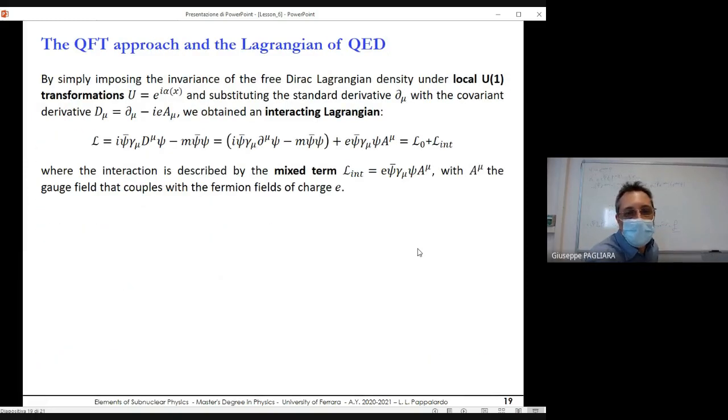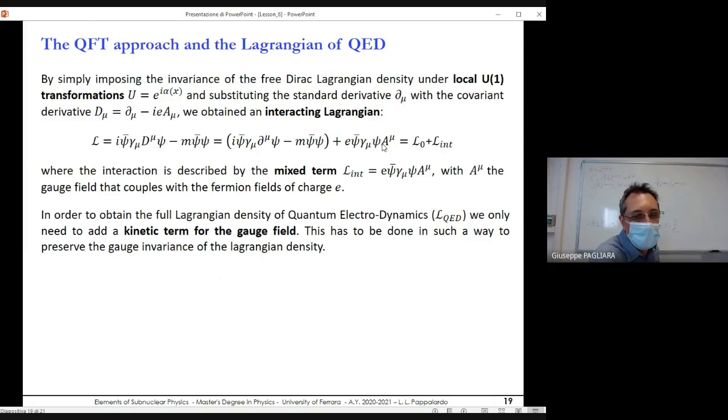Now, let's get back to what we learned today. By simply imposing the invariance of the free Dirac Lagrangian density under local U(1) transformation, or if you like, gauge U(1) transformation, and substituting the standard derivative with the covariant derivative, we obtain an interacting Lagrangian. So we had the free Lagrangian term here plus an interaction term, which is a mixed term in the fermion field and this vector boson field, where A_mu is the gauge field that couples the two fermion fields of charge e.